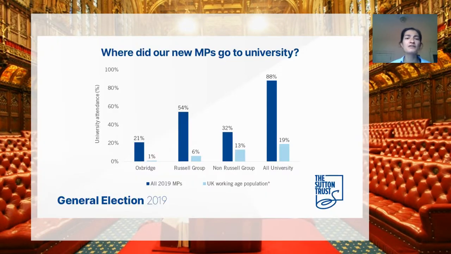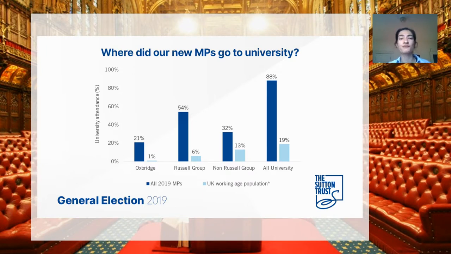Then if we skip ahead to looking at people's university educations, again, looking at the class of members of parliament who were elected in the 2019 election, you can see that a really disproportionate share of them went to very fancy schools. And this graph shows you the comparison between members of parliament versus the working age population in the UK as a whole.